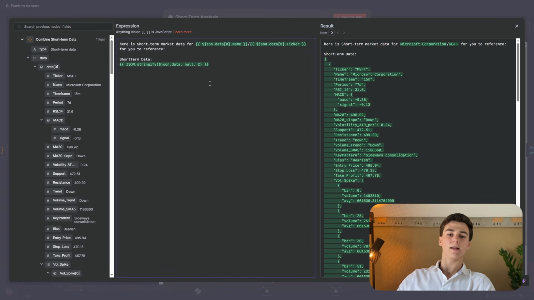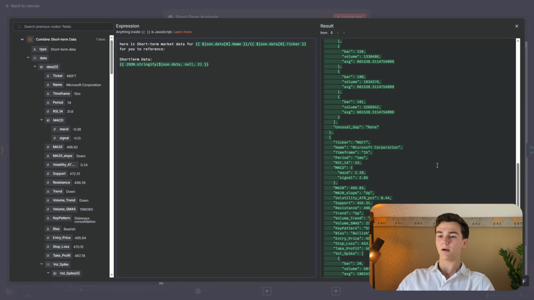For the short-term data, you cannot immediately drag the data from the combined short-term data node in here, because then you will get object, object, object. And this is obviously not what we want. So we have to format it as JSON.stringify. And this is obviously all of the data that we need for our analysis.